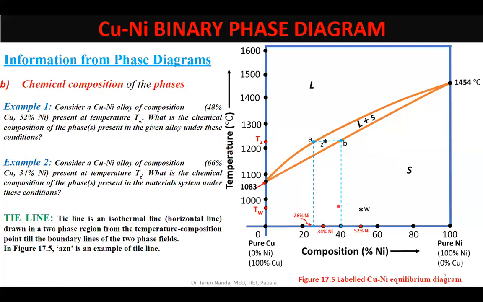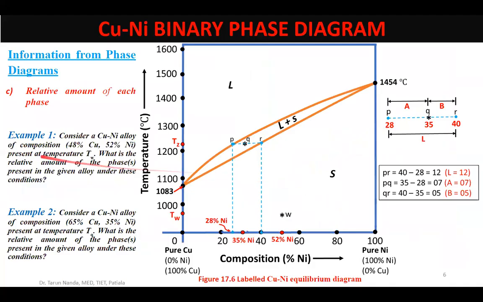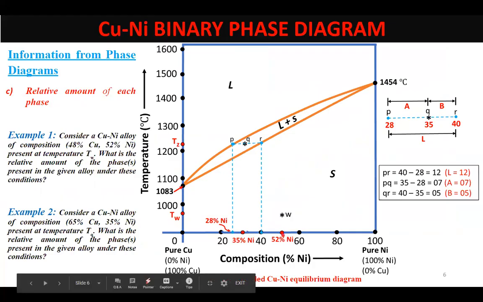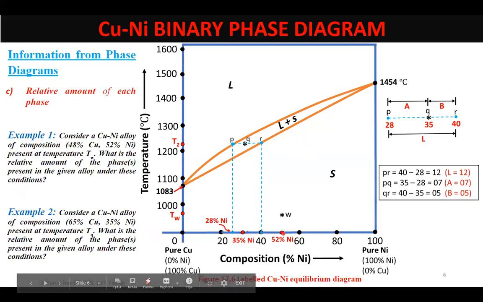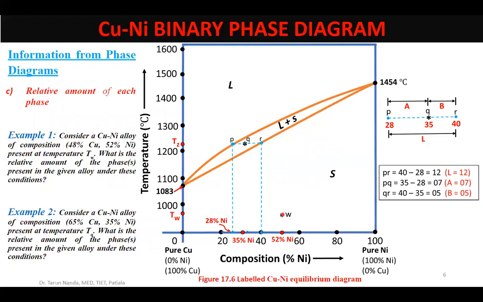So now we move to the third piece of information that we can obtain from a phase diagram, that is the amount of each phase. Again, we are trying to explain this with an example. As was the case in the earlier two pieces of information, if you are taking an alloy of composition 52% nickel, 48% copper, at temperature TW, this is the state of the system defined by temperature composition point W. It's in a single phase region.